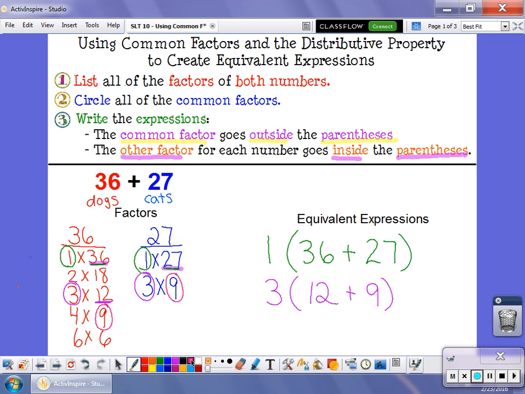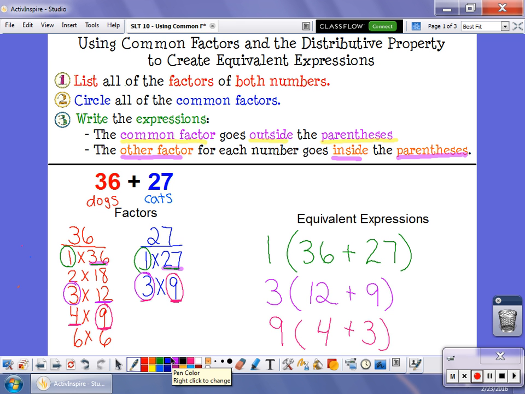And then finally, the last common factor I have is 9. That's like saying I could break these animals into 9 groups. If I did that, the matching factor for the dogs is 4. If I had 9 groups, each group would have 4 dogs. And if I had 9 groups, each group would have 3 cats. Okay, this is our distributive property. What we've done is we've created equivalent expressions.